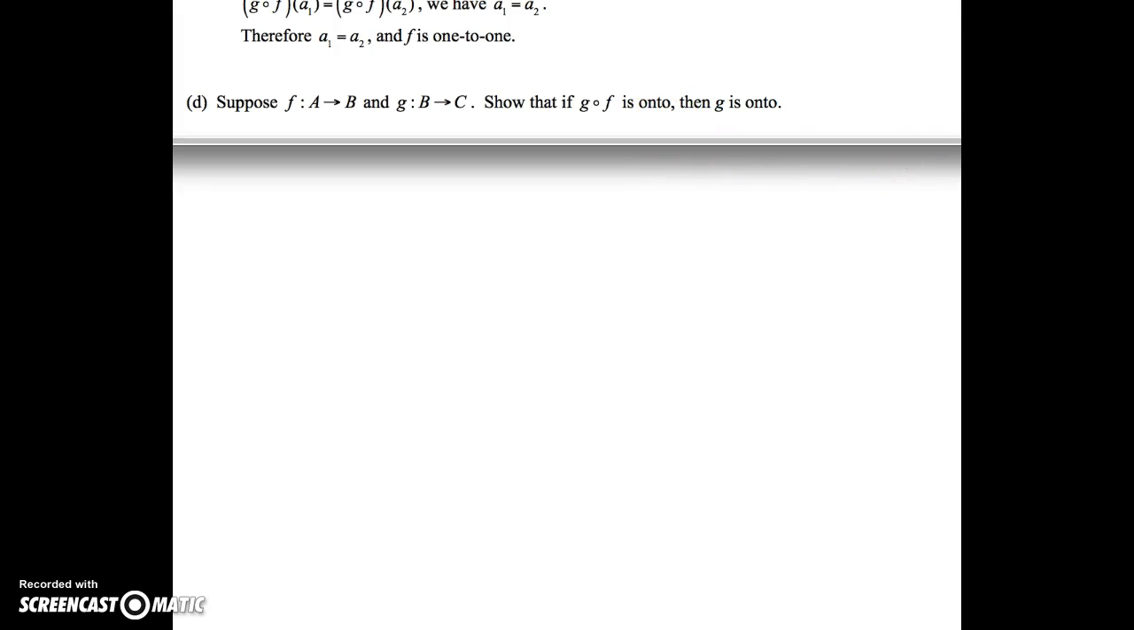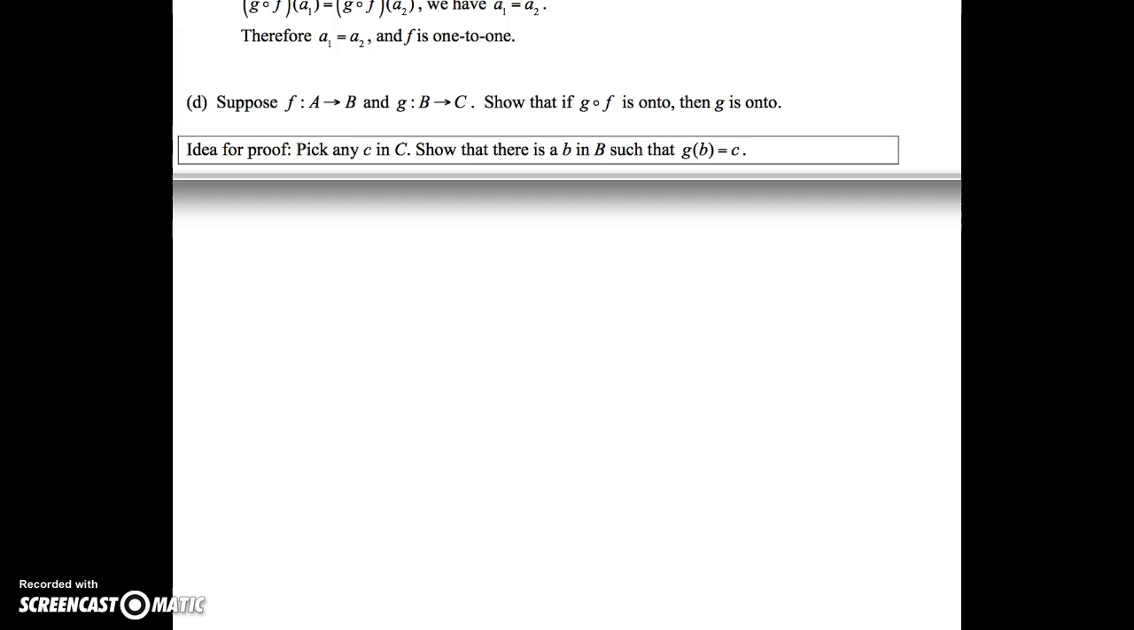So the idea behind this proof would be to pick any c in C, the codomain of g, and show that there's an element in the domain of g, which is B, that maps to it so that g of b equals c. That's what it means to be onto. Every element in the codomain is mapped to by some element in the domain.